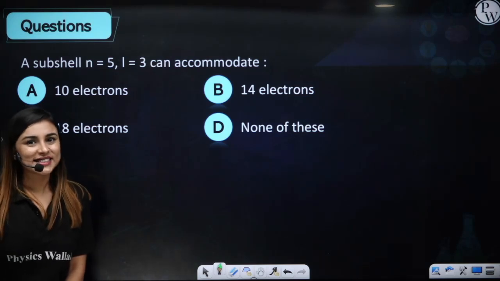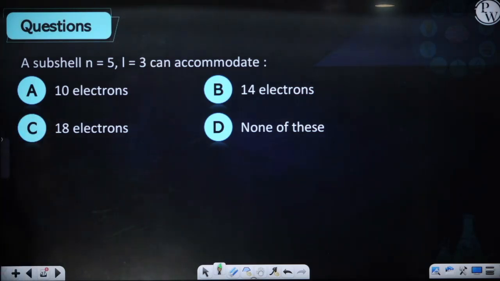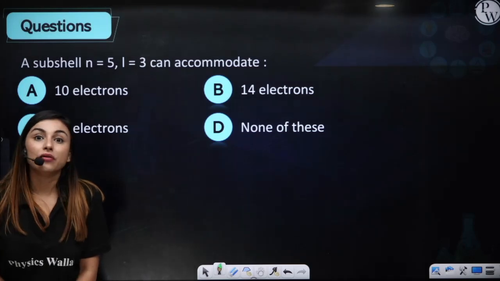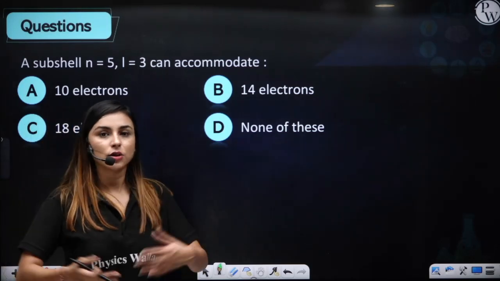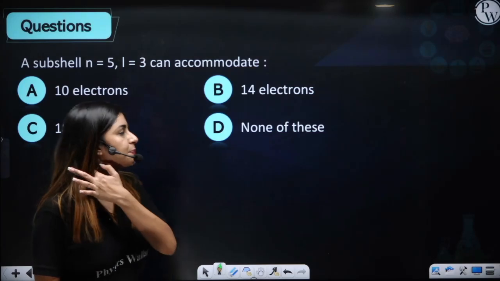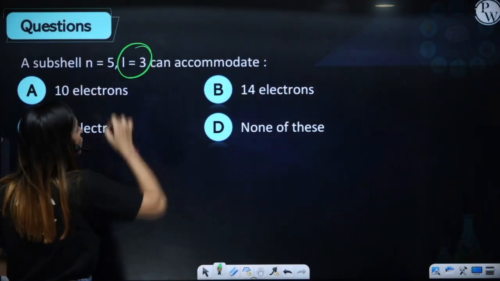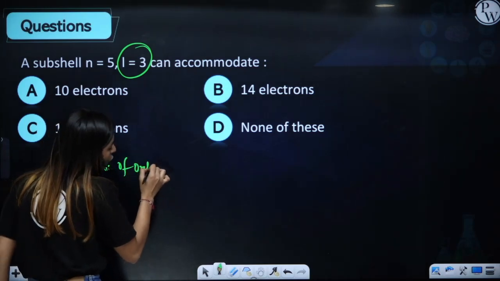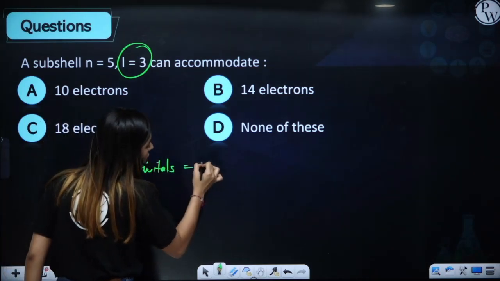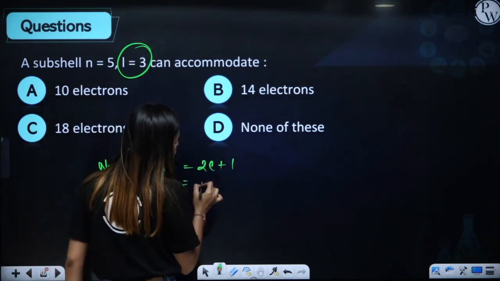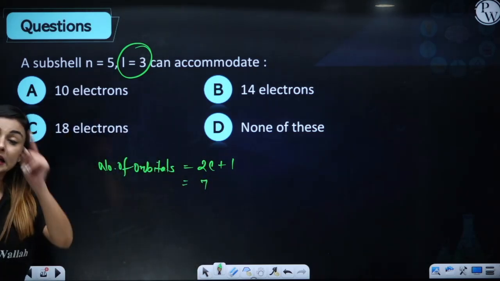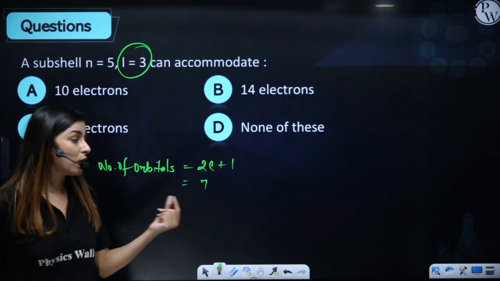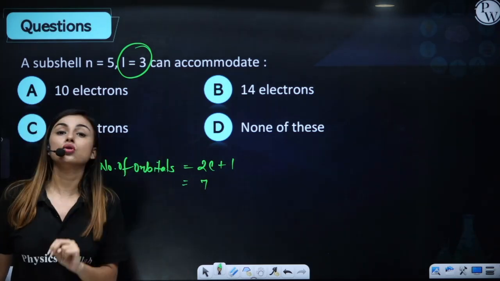Next question is on your screens. What does it say? A subshell n is equal to 5, L is equal to 3 can accommodate how many electrons? First, you need to know how many orbitals and then you can find out the number of electrons, right? So, if your L is equal to 3, how many orbitals? The number of orbitals is 2L plus 1, which is 3 into 2, 6 plus 1, 7. Each orbital can have how many electrons? 2, maximum 2 electrons.